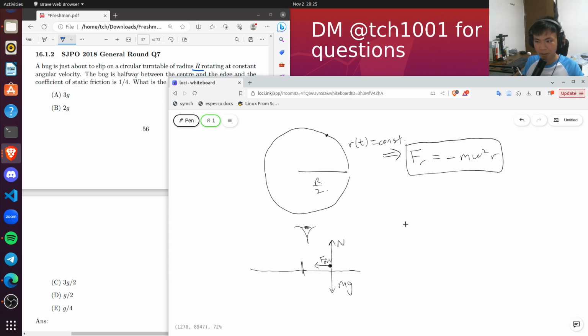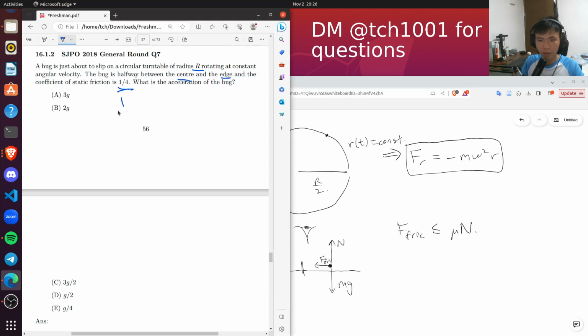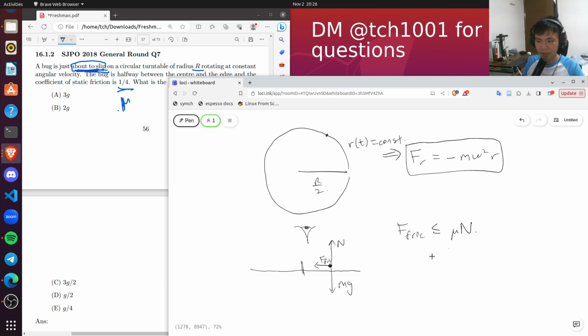And moreover, we know that friction is bounded by mu n, in this case mu being 1/4. But we're given the fact that friction is just barely hanging on, meaning that since it's about to slip, as it says here, friction is actually equal to mu n, using the fact that it's about to slip. Okay?